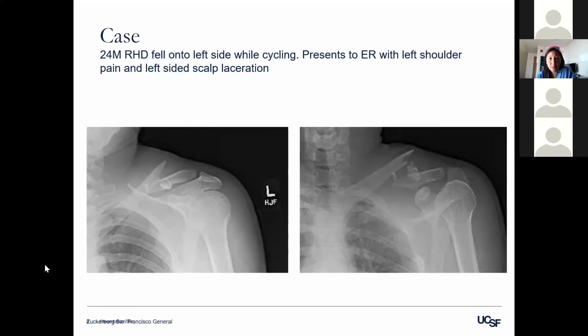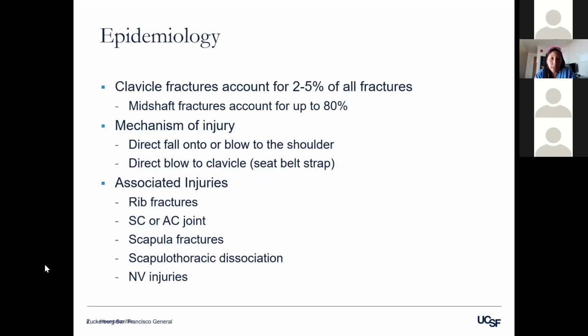Okay. So clavicle fractures are pretty common. As I mentioned, mid-shaft fractures account for up to 80% of the fractures that involve the clavicle. Generally, it occurs from a direct blow to the shoulder or a direct blow to the clavicle, such as a seatbelt strap. You can also have other associated injuries. So depending on their mechanism of injury, you also have to have a threshold to assess for other injuries to the region as well.